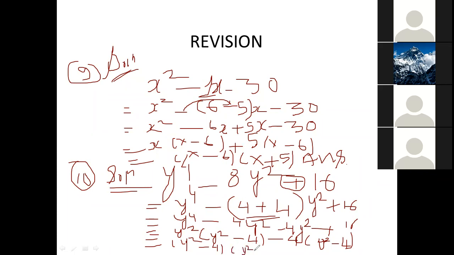Still we can open further. You know what we can do? We can do like this, look here. Y square minus 2 square we can do. Right? Y square minus 2 square. Y plus 2, y minus 2. Good. Next also there is y square minus 2 square.